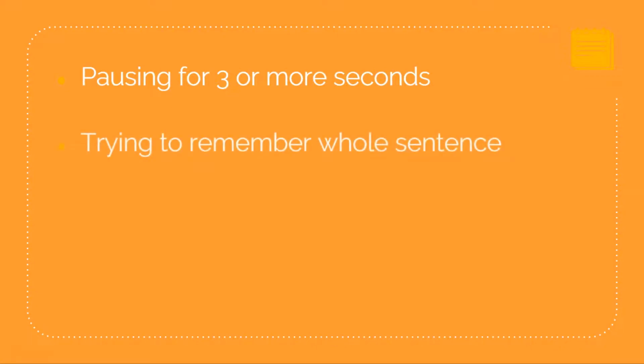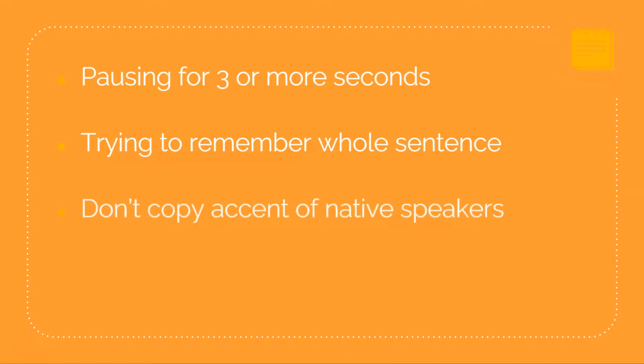Mistake number 2. Trying to remember the whole sentence together. Your chances are better if you break the sentence into phrases as the speaker speaks and then try to remember them. Mistake number 3. Don't copy the speaker's accent. Never do that. Copying accent makes it even harder for the PTE algorithm to understand you, as you won't sound natural. So this is just a myth, if you heard that you need to copy the accent.